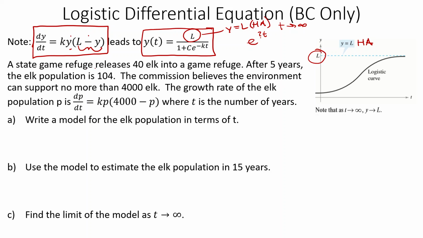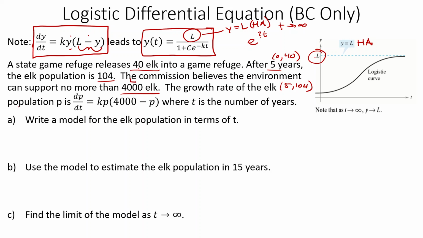So a state game refuge releases 40 elk into a game refuge. After 5 years, the elk population is 104. That's a point: 104. And at the beginning, we had 0, 40. So we have 2 points. The commission believes the environment can support no more than 4,000 elk. There's our L, 4,000.